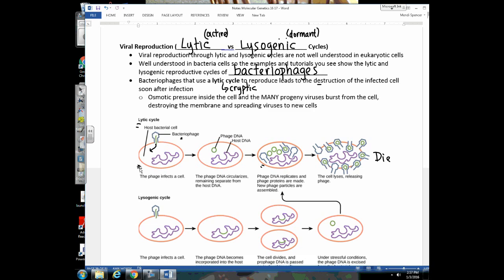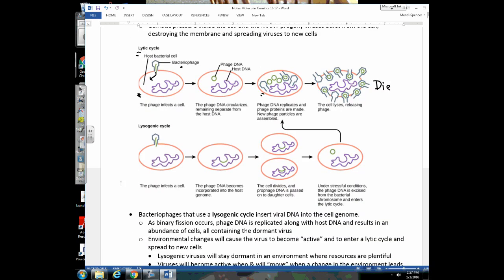Let's compare that with the lysogenic cycle. So again, a bacteriophage is injecting its genetic information into a bacteria cell. And we can see that the genetic information of the virus becomes incorporated into the genome and it stays there. And we can see that the cell is not immediately producing new viruses. And the cell is dividing.